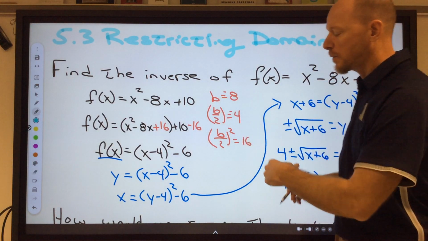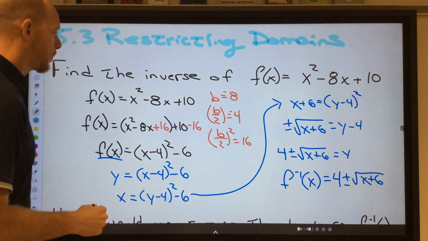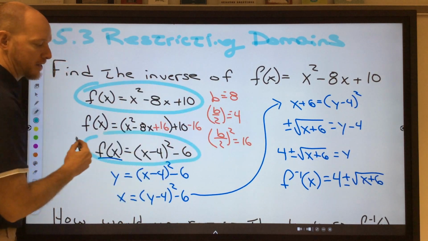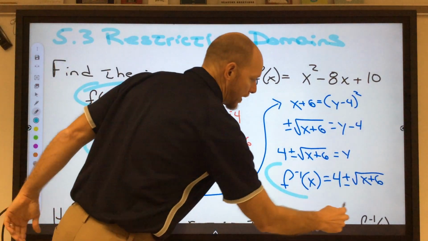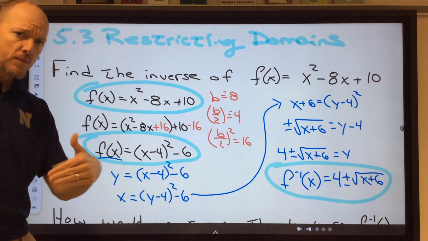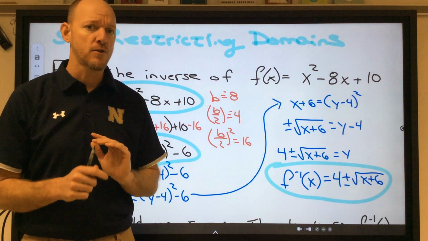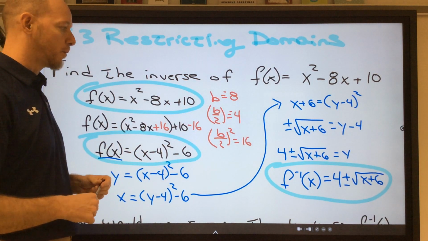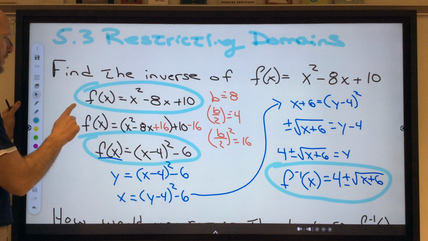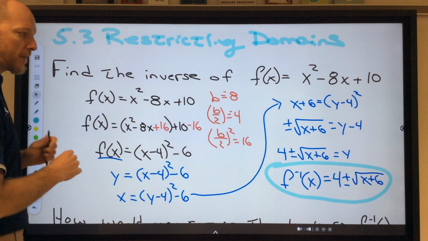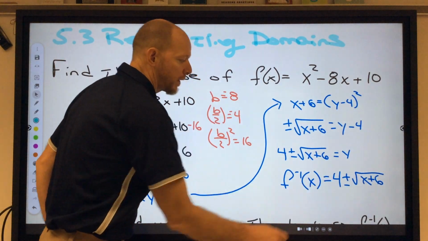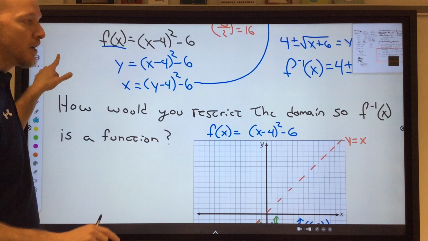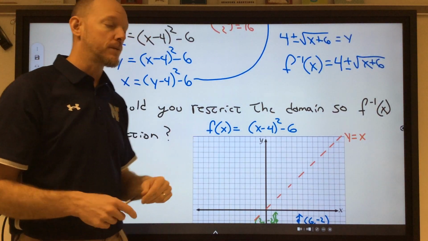So this is all the work that we did in our previous video, where we took the function, rewrote it in vertex form, and then found the inverse function. If you haven't watched that video, please stop now, go back and rewatch it before moving forward. But now our direction sheet is going to change a little bit. Rather than finding the inverse, we're going to find what the restricted domain would have to be, so that the inverse is a function.